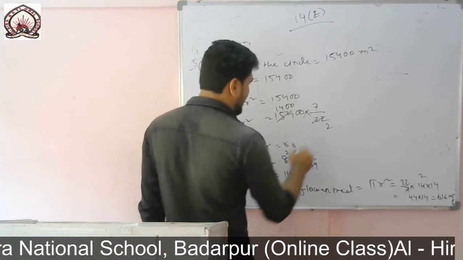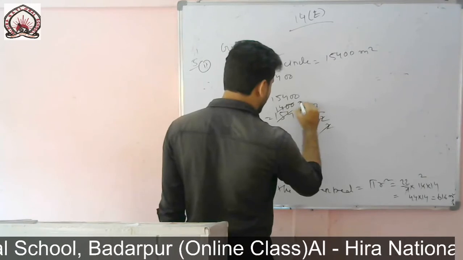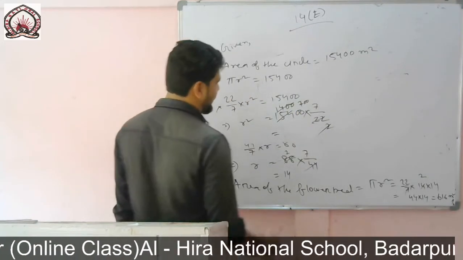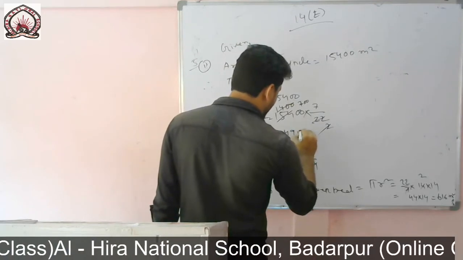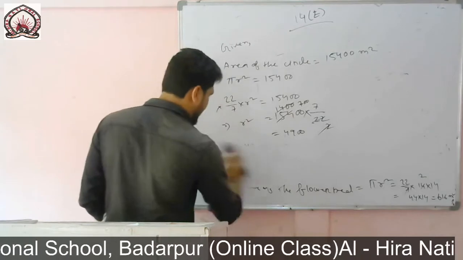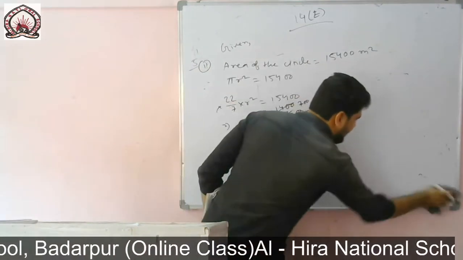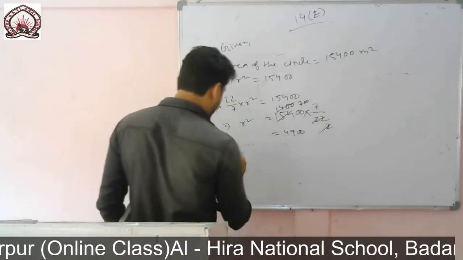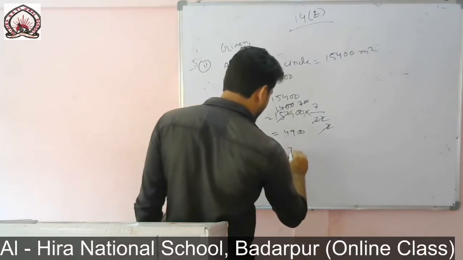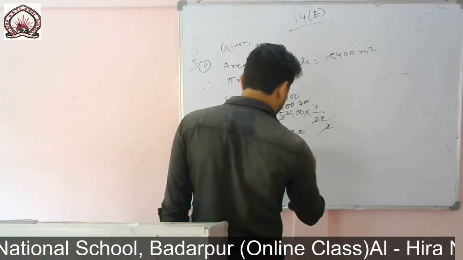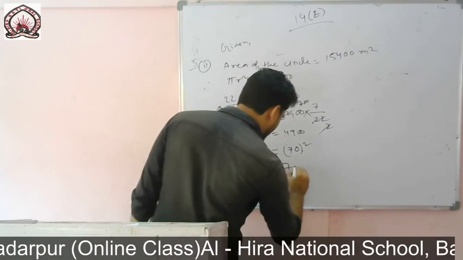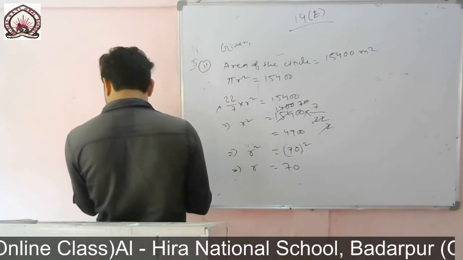Then 11 fours are 44, and you can cancel with 2. You get 700, then 4900. Then r square equals 70 square. You can write r equals 70.